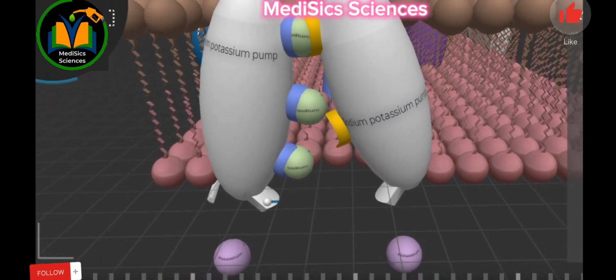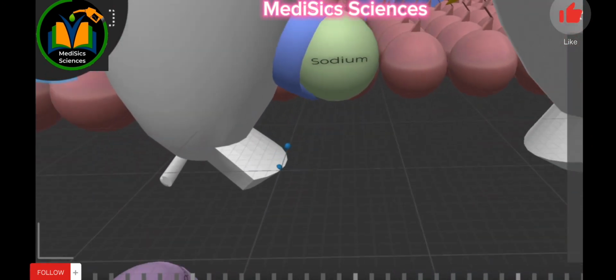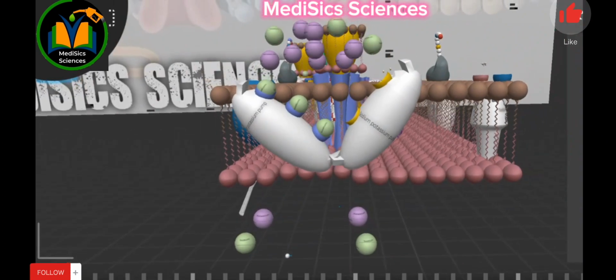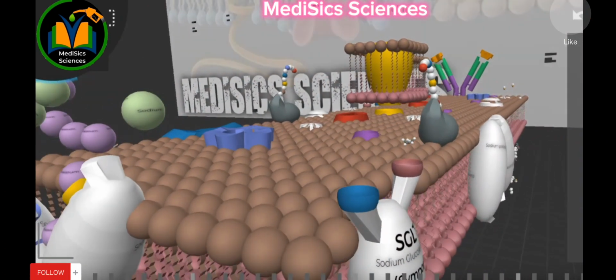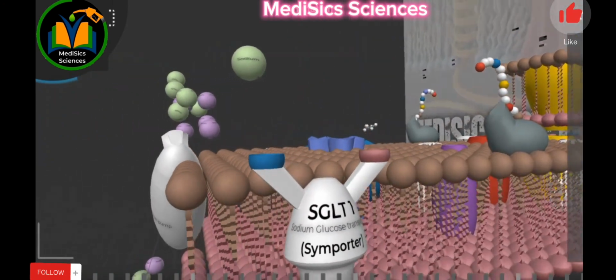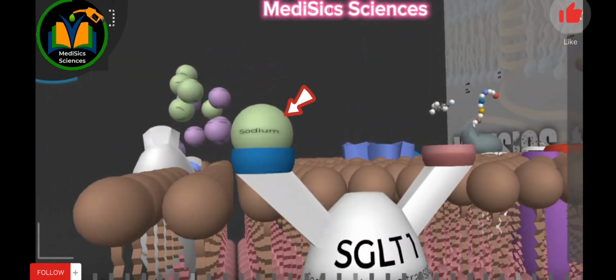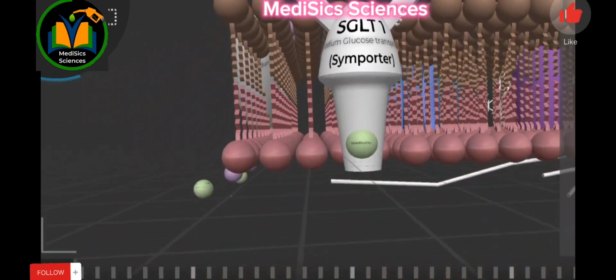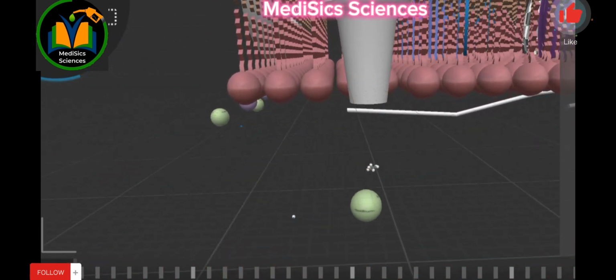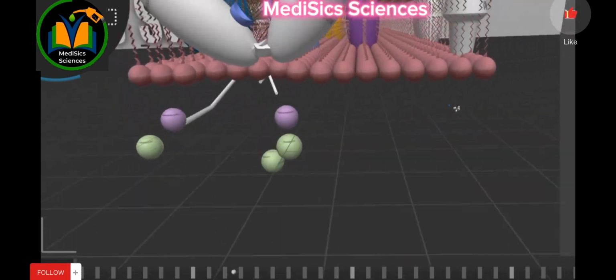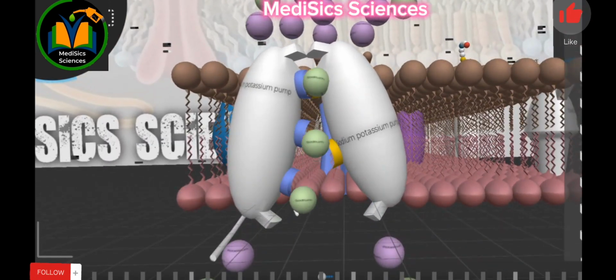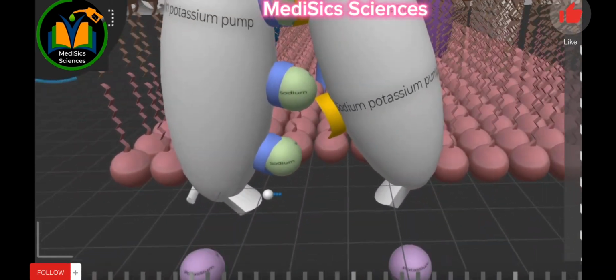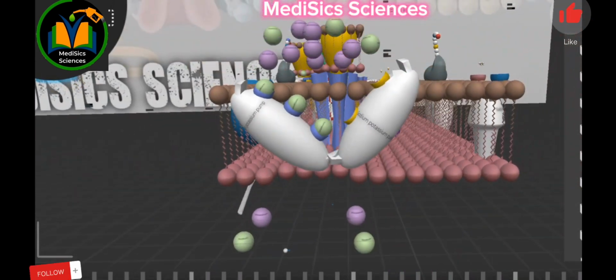Secondary active transport is the transport of solute in the direction of its increasing electrochemical potential coupled to the facilitated diffusion of a second solute in the direction of its decreasing electrochemical potential. If the sodium and glucose are available, the process will go on continuously.